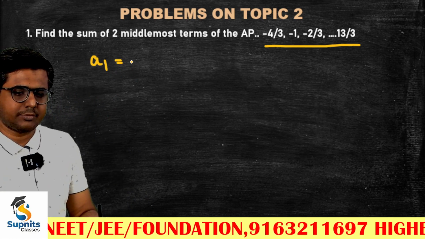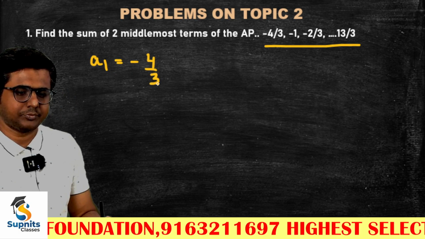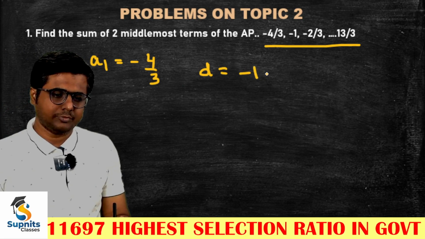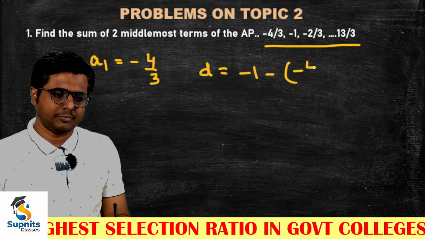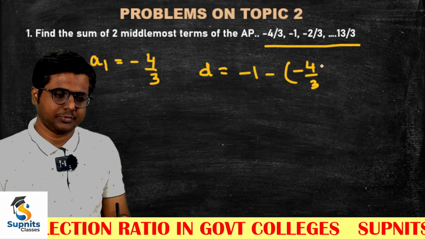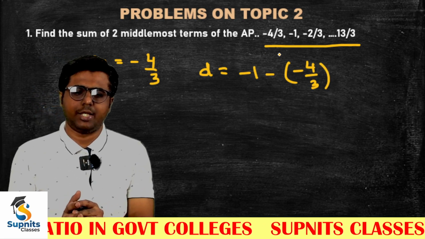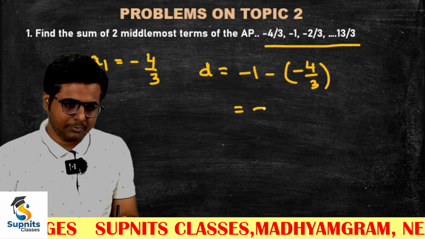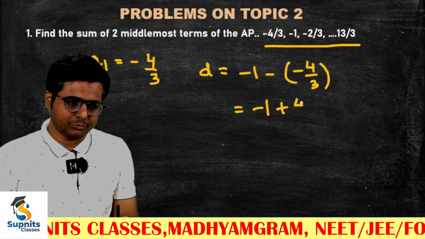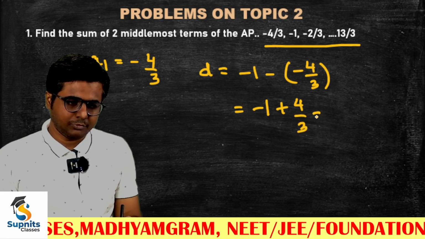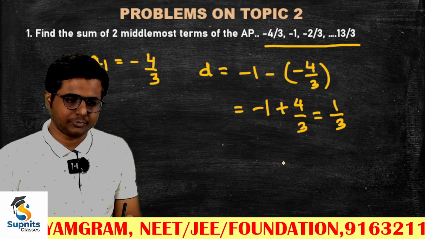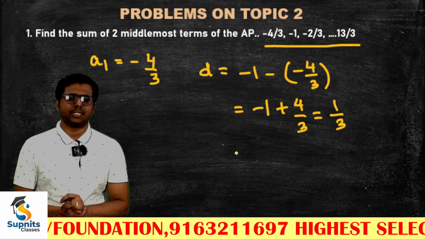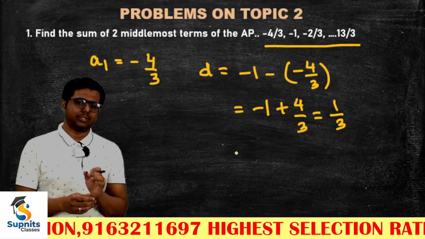A1 is minus 4 by 3. What is the common difference? A2 minus A1 is the common difference. We are going to find out this: minus 1 plus 4 by 3. If you do this, you will get 1 by 3. So D is nothing but 1 by 3. As you can see, D is nothing but 1 by 3.